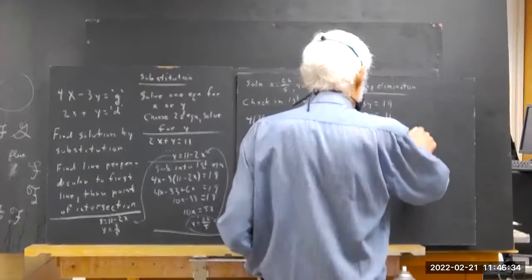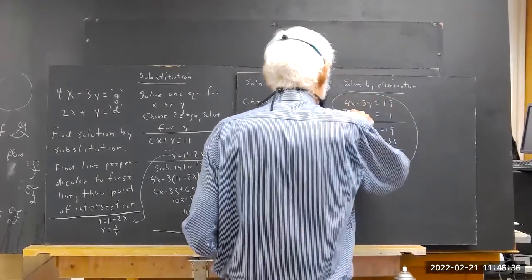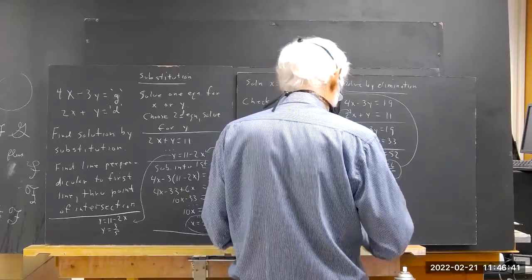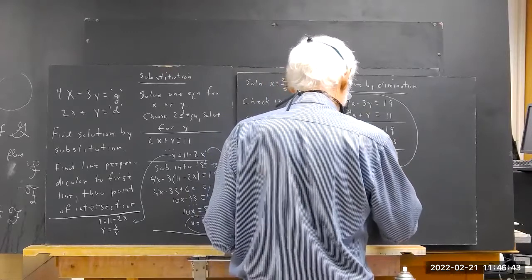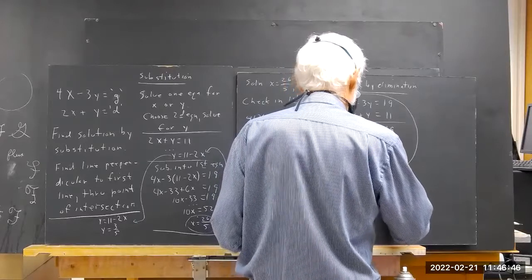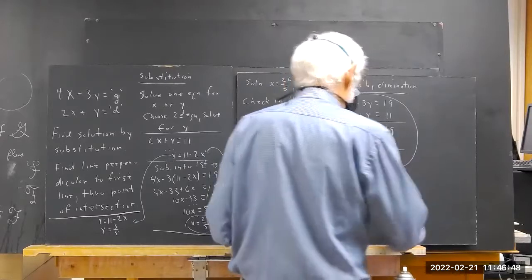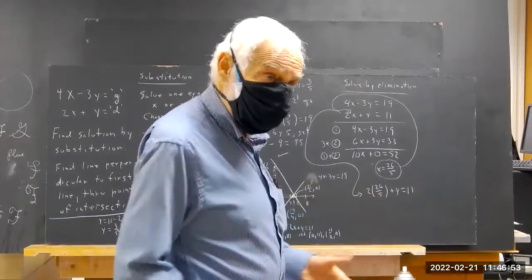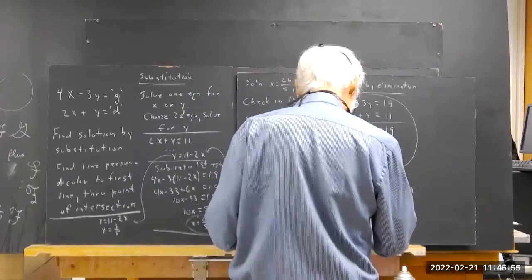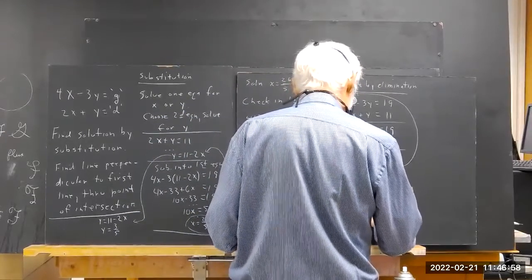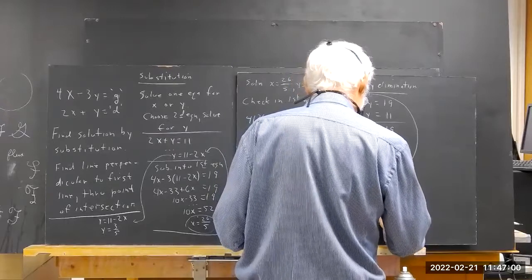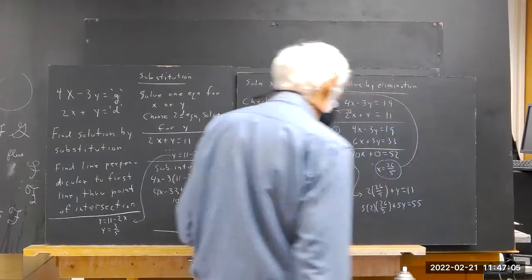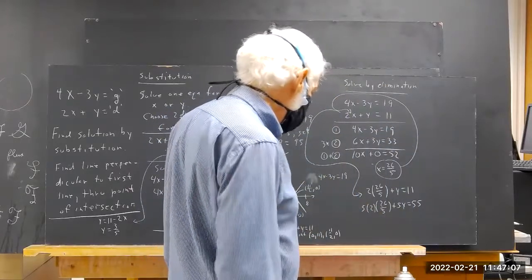X equals 26 here. I'm going to plug that in here, which gives me the equation 2 times 26 fifths plus y equals 11. Multiply both sides by 5. And I'll actually do multiplication by 5. 5 times 2 times 26 fifths plus 5y equals 55. Just to review how this works out.